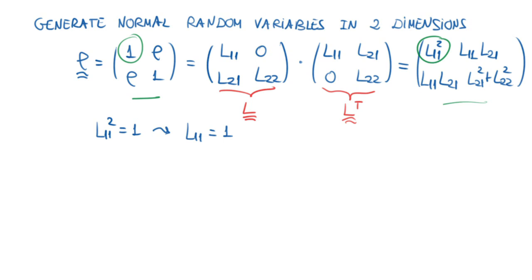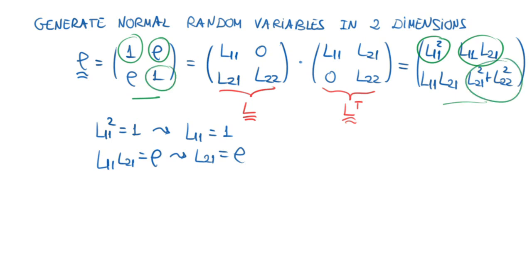Identifying the elements in the first row and second column of both matrices, we obtain the following equality: L11 times L21 is equal to rho. Since L11 is equal to 1, that means that L21 is equal to rho. Finally, identifying the elements in the second row and second column, we obtain the last equality: L21 squared plus L22 squared is equal to 1, from which we derive that L22 has to be equal to the square root of 1 minus rho squared.